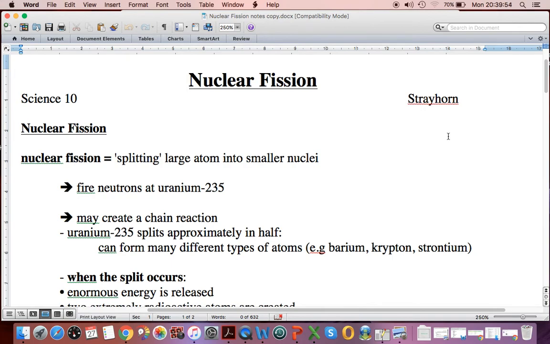These are the nuclear fission notes. You'll see nuclear fission on the front side and nuclear reactor on the back side. So nuclear fission, fission means to split.